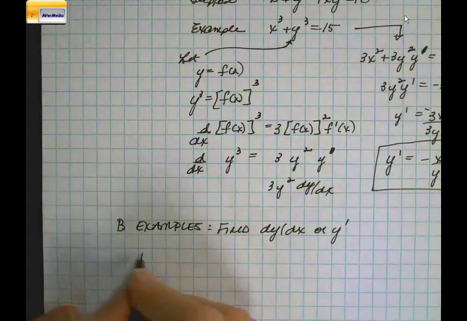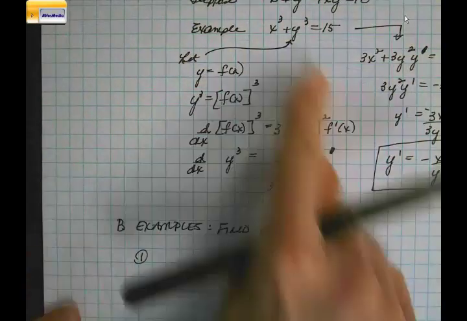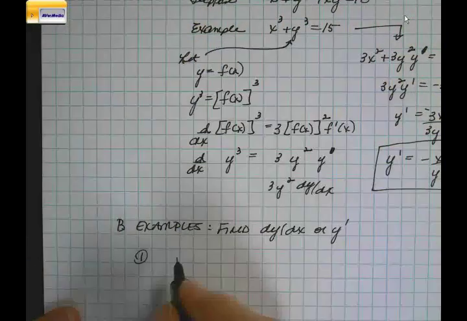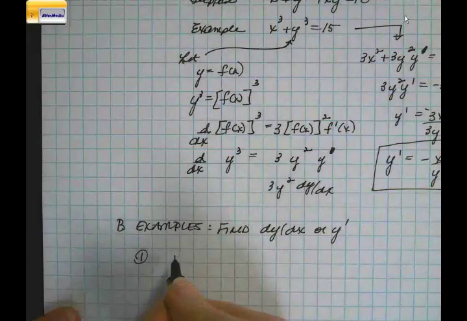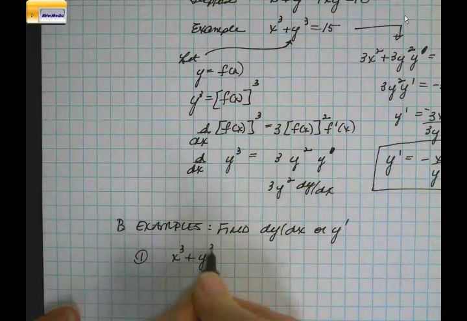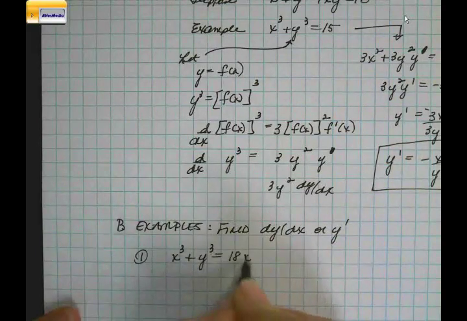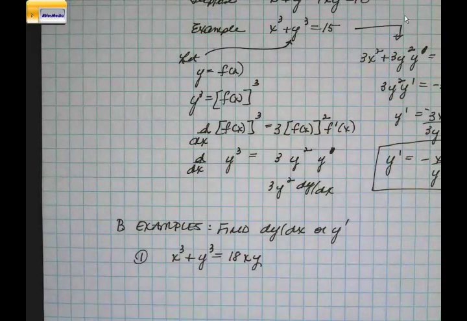Suppose we have a very similar example to the one up here, something like x cubed plus y cubed equals 18xy. A very similar example, but we don't just have a constant on the right side of the equation. We have 18xy, which is a product. So here we go.